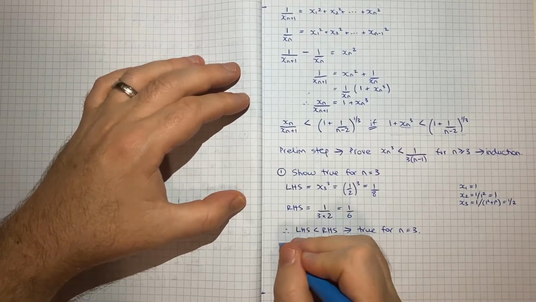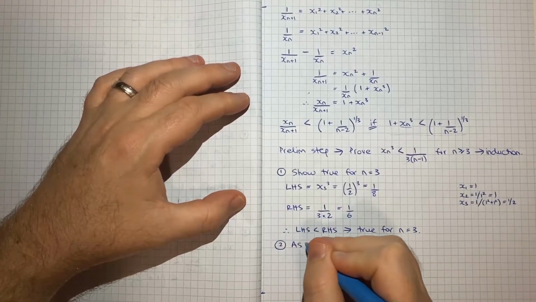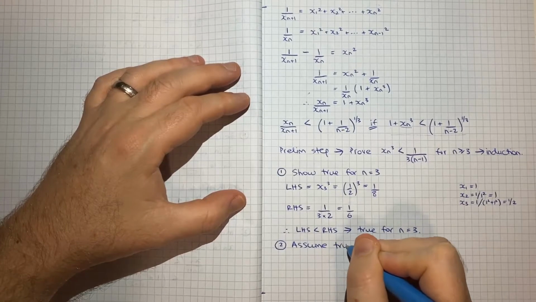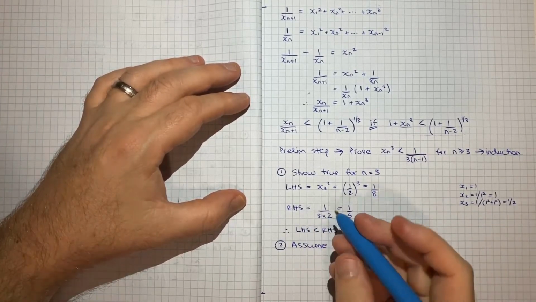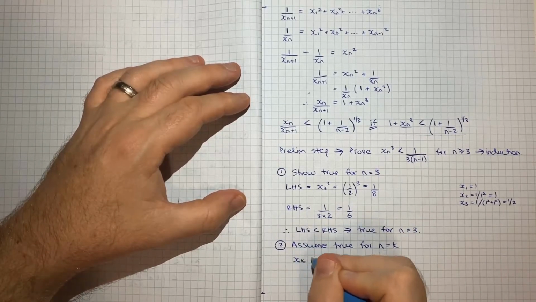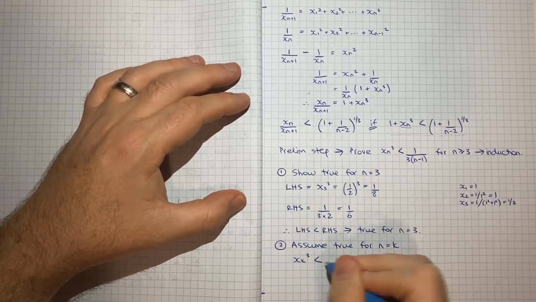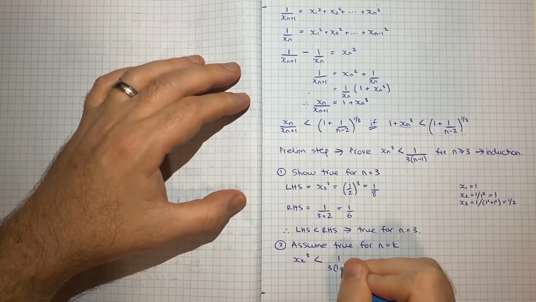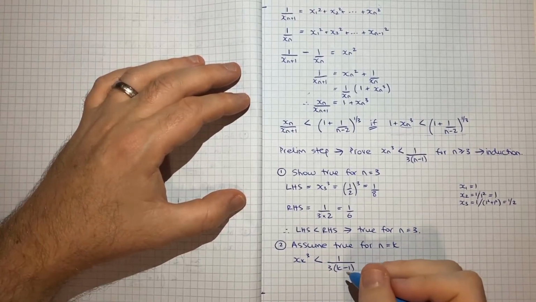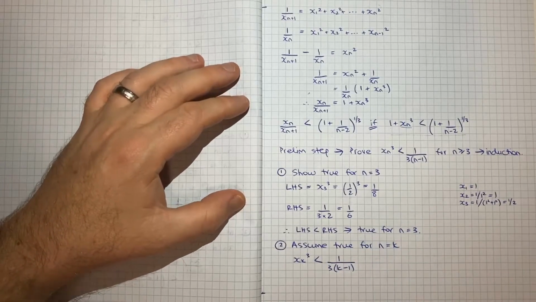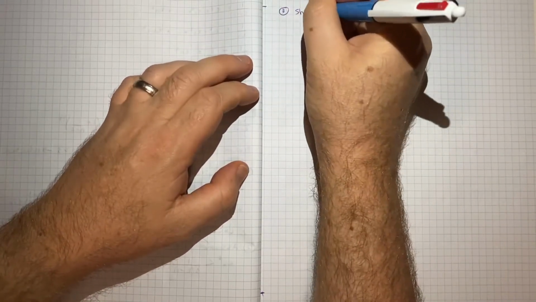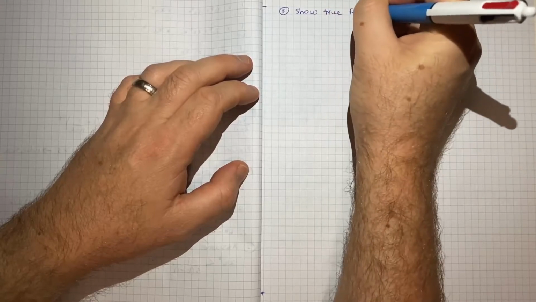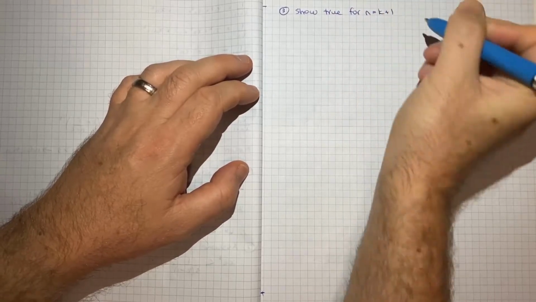So step 2 of the induction is to assume true for n is equal to k, some value k. So what that means is we're assuming that x_k cubed is less than 1 on 3k minus 1. And now what we need to do, and I'll just turn over, step 3, often the hardest part of any induction, is to show that it's true for n is equal to k plus 1.